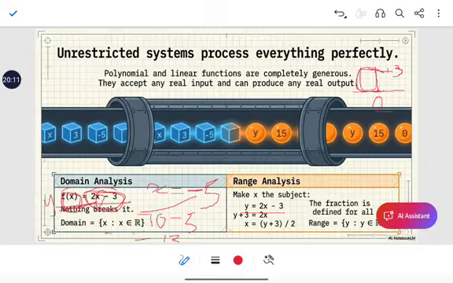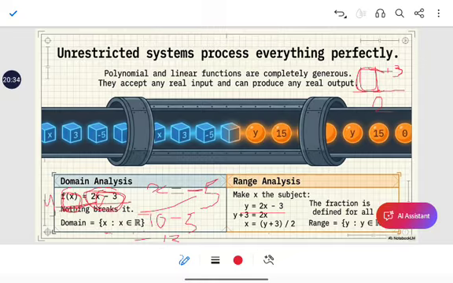Okay, so for domain, we talk about the x. You make y the subject, and we speak about the independent variable. For range, we talk about the y.